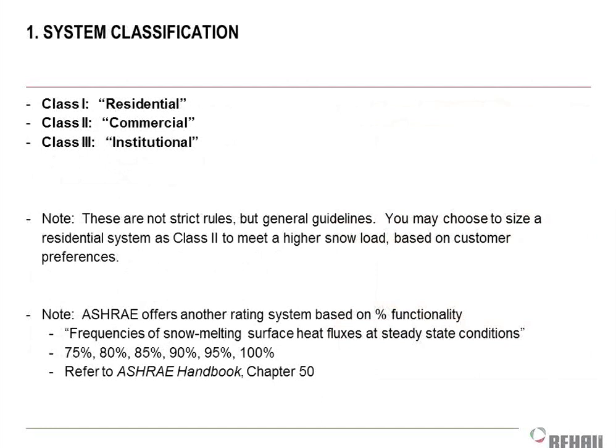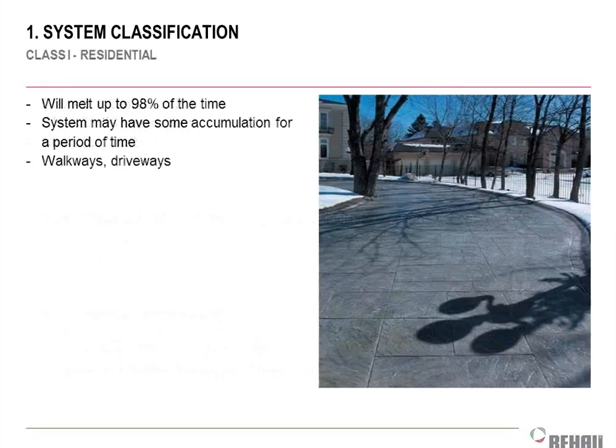The 3 classes of systems are 1, 2, and 3. Typically 1 means residential, typically 2 means commercial, and typically 3 means institutional. There's nothing that prevents you from putting a commercial system in a residential driveway and those kinds of things. So that's just terminology that we use to gauge what kind of systems we have. The class 1 basically means we're trying to be able to melt the snow 98% of the time. So we're sizing for those kinds of weather events.